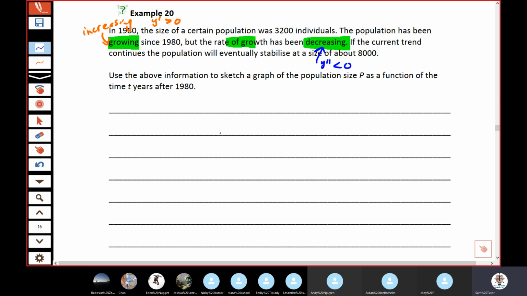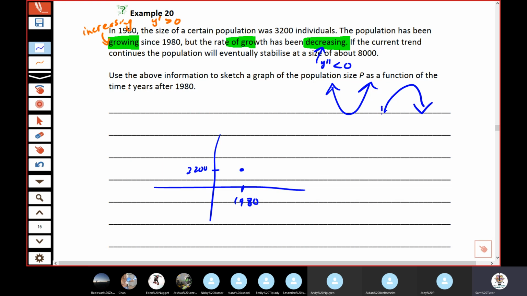Cool? But this is the graph. Look, it kind of makes sense, right? This is 1980. We had 3,200 individuals. There they are. Isn't that what you would have drawn? 1980, 3,200 people. They are increasing. So I would have drawn this. So there's two graphs. There's this graph and there's this graph. I'm going to only highlight the increasing bits. That's increasing and that's increasing. True? Which one is increasing slower? Again, think about the rate of growth. This is increasing.